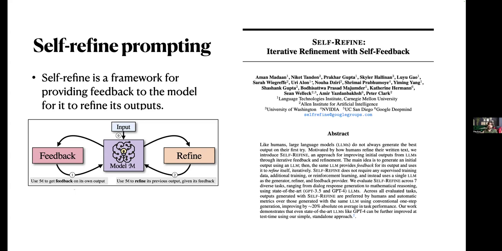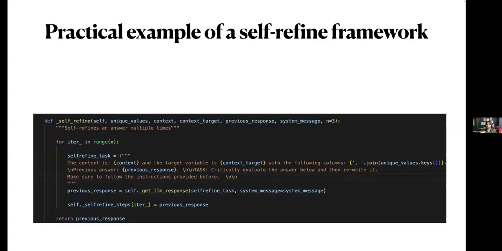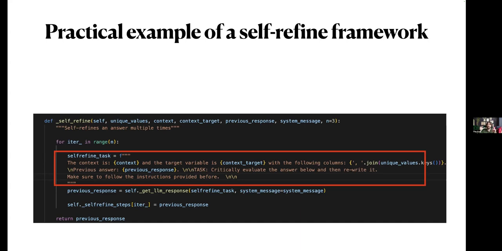I've implemented this self-refine framework in one of my previous projects. Here's a very simple example of what this could look like in Python. There are many different ways of implementing this, so this is just to get a rough idea. This is a Python function. A Python function is simply used to define some inputs and get some outputs. And what I'm doing here is defining a prompt. You can see that this is just a string. A string means it's just a piece of text.